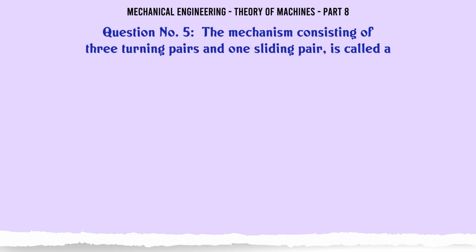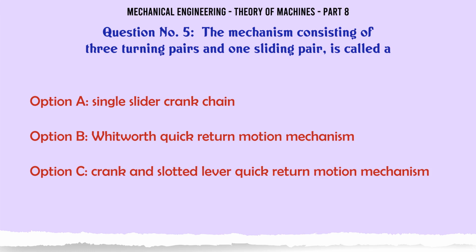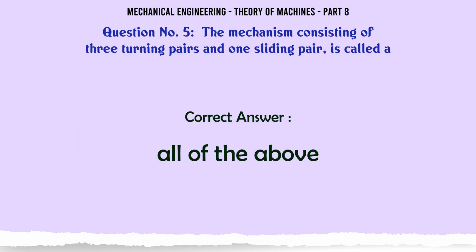The mechanism consisting of 3 turning pairs and 1 sliding pair is called: A. Single slider crank chain. B. Whitworth quick return motion mechanism. C. Crank and slotted lever quick return motion mechanism. D. All of the above. The correct answer is all of the above.